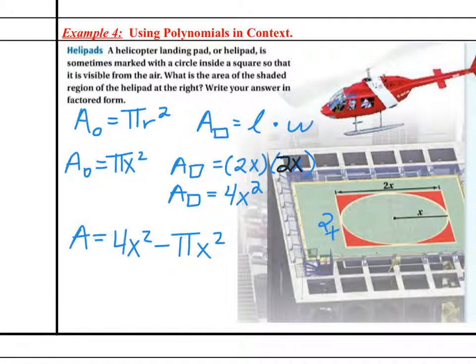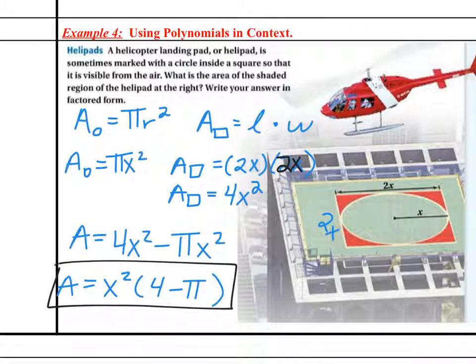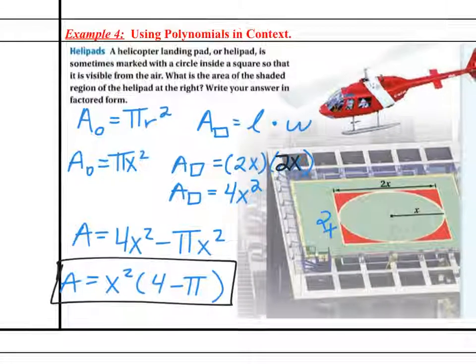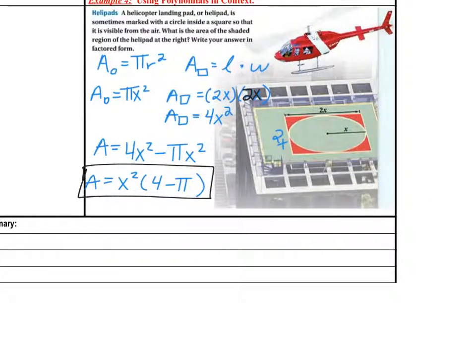It says write your answer in factored form. So you need to factor this with your GCF. What is my GCF? X squared. So my area would be, if I factor out x squared, it would be x squared times 4 minus pi. So that is factored form. Factored form has parentheses. So when I ask for factored form, make sure that you have parentheses.